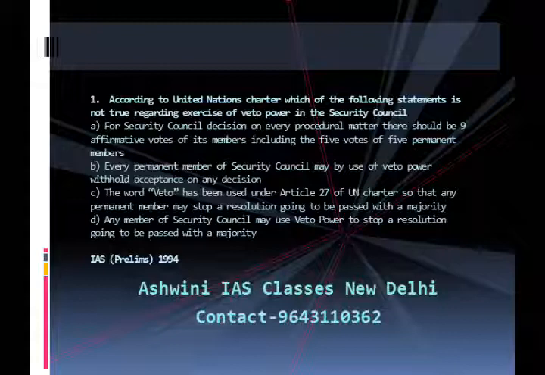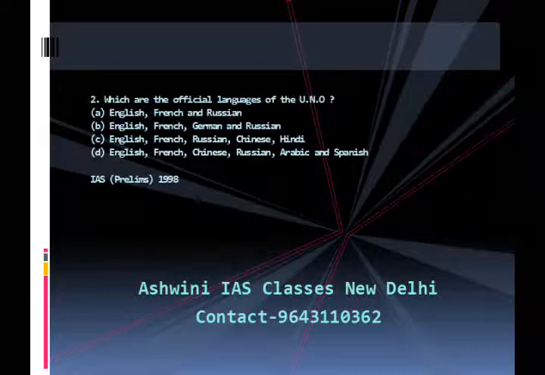The answer is D. Any member of Security Council may use veto power to stop a resolution going to be passed with a majority. In Security Council, there are 5 permanent members: United States, France, China, Britain, and Russia, who are authorized to exercise veto power and can withhold any resolution going to be passed with a majority. Only the permanent members have veto power. Now I move to the second question.